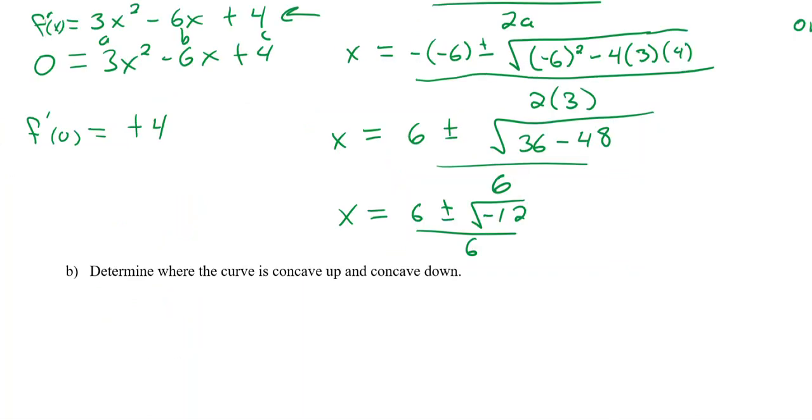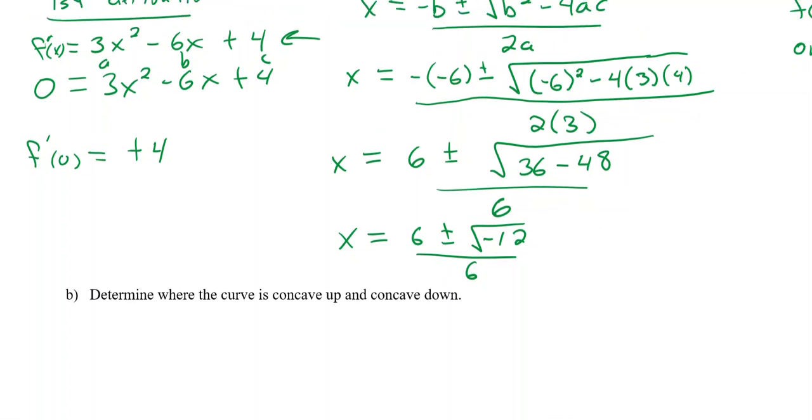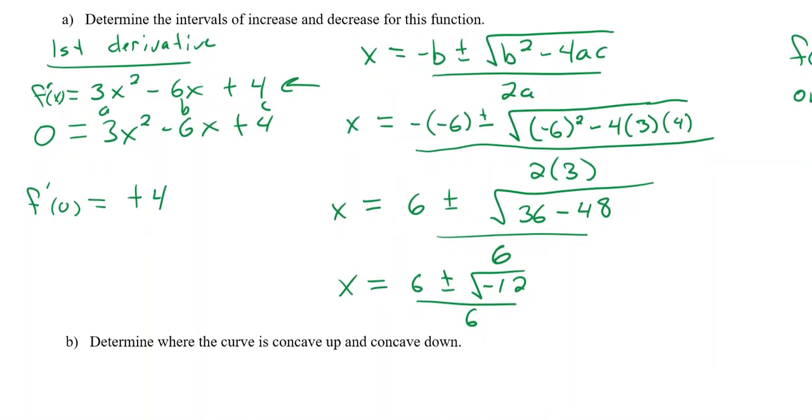Okay, so now let's determine where the curve is concave up and concave down. With concave up and concave down, this is really a second derivative thing, right? So let's write the second derivative, and then we'll talk about where it's concave up and concave down. If this was our first derivative up here, then let's find our second derivative. So f double prime of x is equal to, and this is pretty straightforward, 6x minus 6.